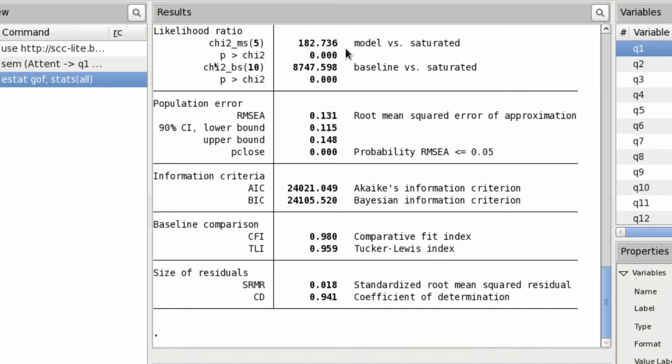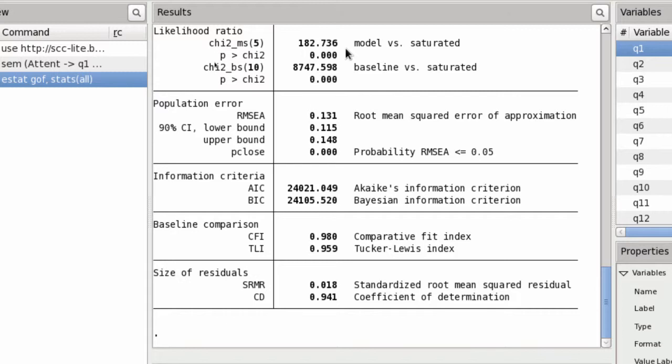So again, 0.05 and below is excellent. 0.08 and below is good. And it's pretty much the same rule that we use for the RMSEA. Now notice here, the RMSEA is 0.131, not less than 0.05, and definitely not less than 0.08. Stata's SEM actually produces what we call a p-close. This is the probability that the RMSEA is less than or equal to 0.05, and here we got 0. So we're really nowhere near 0.05. We might be closer to 0.08, but even there, the 90% confidence interval is 0.115 to 0.148, so we're probably not very close.